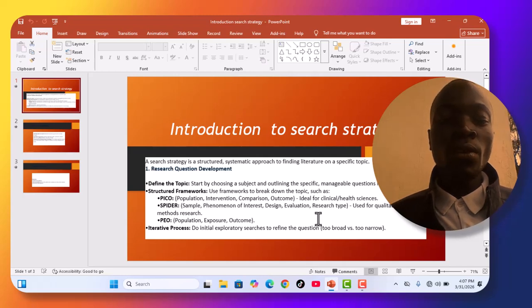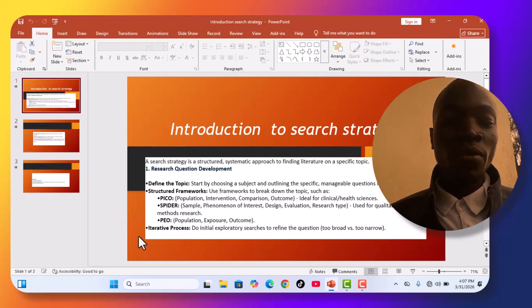Then the PEO: population, exposure, and outcome. This one helps you to be brief and helps you to understand what the computer is giving you in a small period of time. The outcome will be clean and clear.